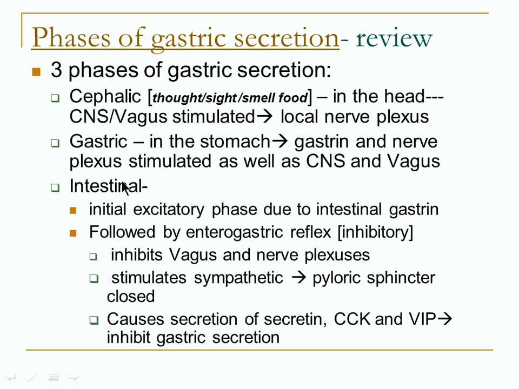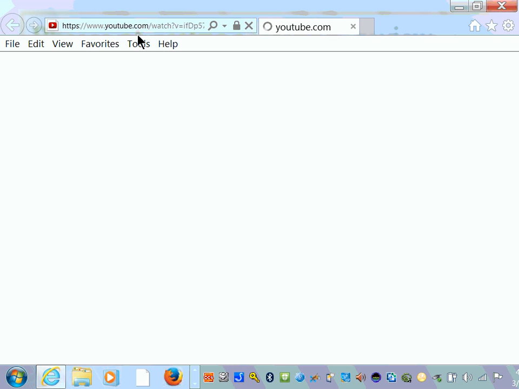And then the intestinal phase, when food goes into the intestine. Initially it is excitatory because of the intestinal gastrin. But then you have an inhibitory phase where the enterogastric reflex inhibits the vagus and nerve plexuses. It stimulates the sympathetic nervous system so that the pyloric sphincter is closed. And also there is secretion of all these hormones, secretin, cholecystokinin, and vasoactive intestinal peptide, which inhibit gastric secretion. So that's why this is called the enterogastric reflex. Entero meaning the intestine to the stomach, gastric, so enterogastric reflex. So let's look at these phases of gastric secretion.